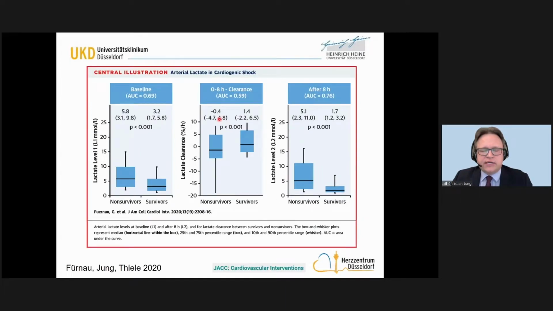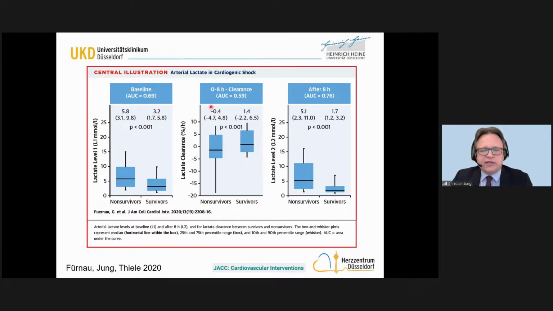How does it look in cardiogenic shock? We investigated this in the combined cohorts of the IABP-SHOCK II and the CULPRIT-SHOCK trial. Using this, we were comparing the baseline lactate levels, indicating that this can discriminate survivors and non-survivors.